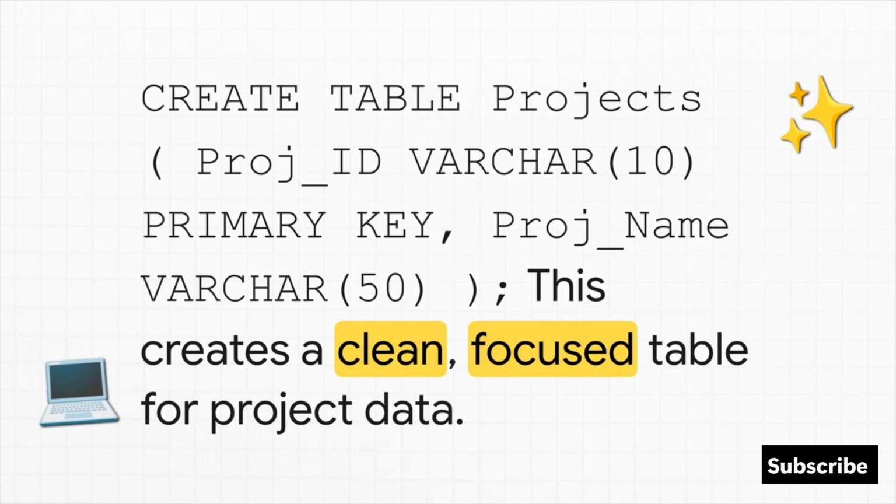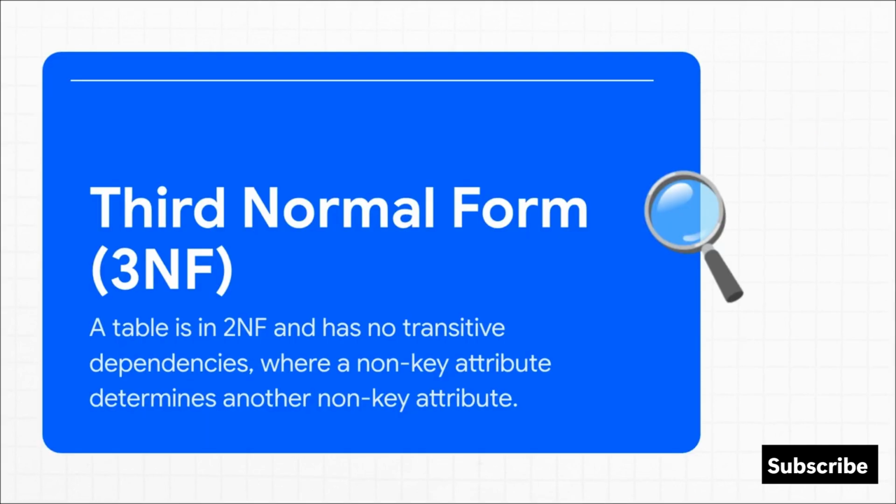And just to show you this isn't some abstract theory, this is what it actually looks like in code. This is the SQL command you'd use. You're just telling the database, hey, make me a table called projects, give it these 2 columns, and make proj ID the unique identifier. See? It's clean, it's focused.